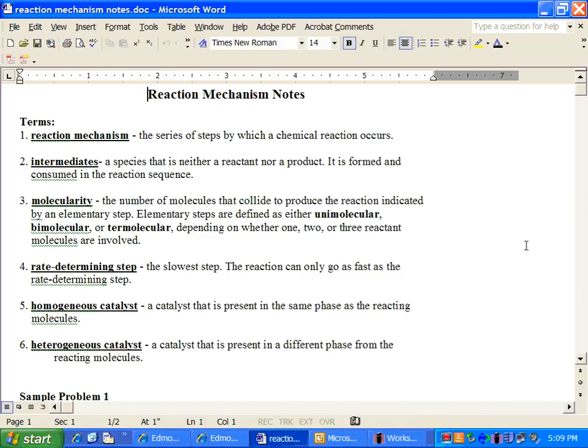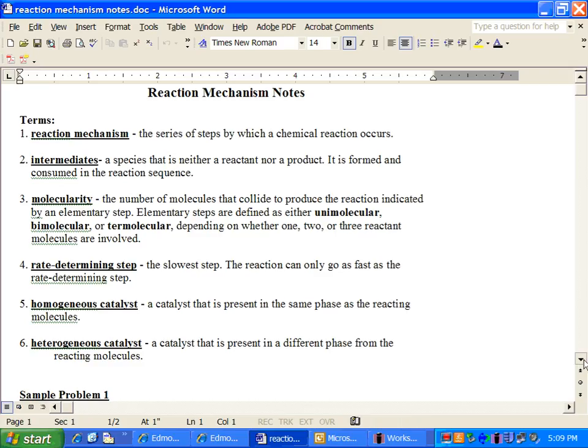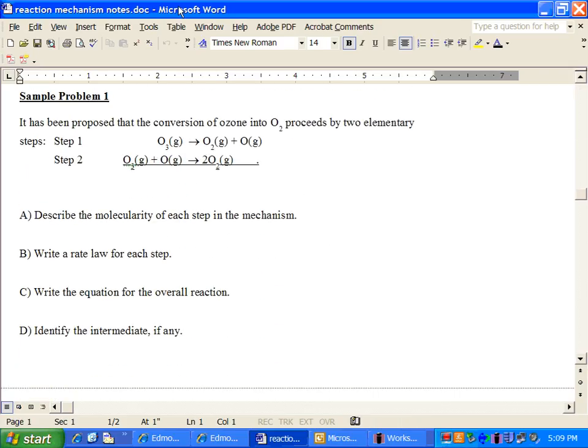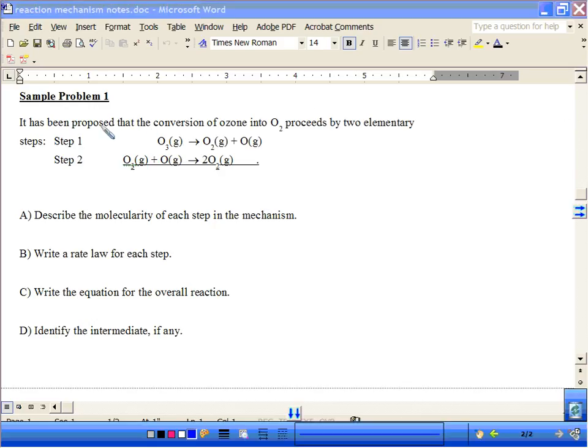Unfortunately, a Word document is not as friendly as PowerPoint, so when I scroll down, things happen differently. So hopefully maybe you print this out and you can follow along. Here's our sample problem. If we were looking at this reaction, this has 2 elementary steps, step 1 and step 2. It says describe the molecularity of each step.